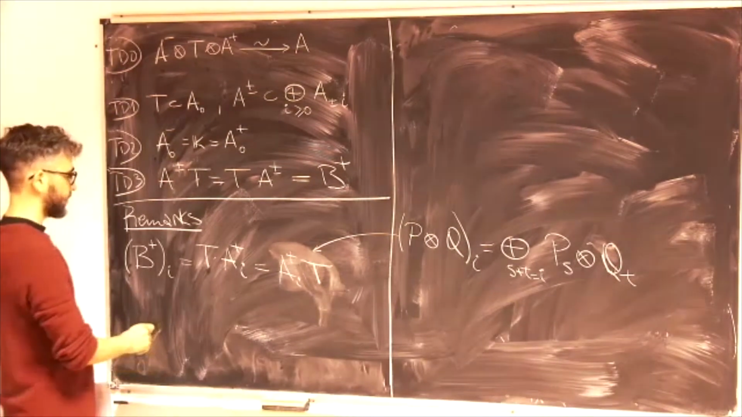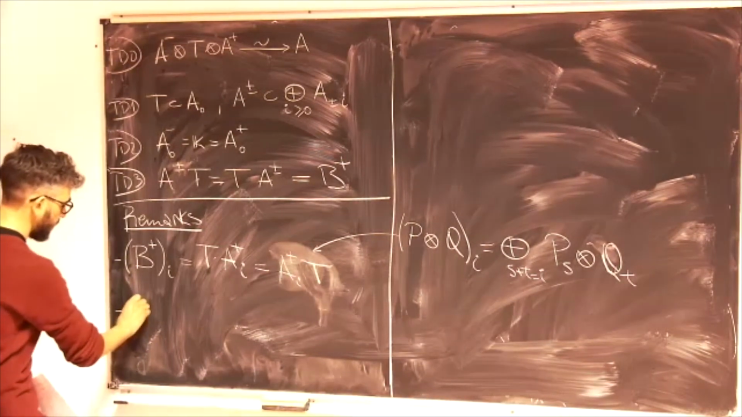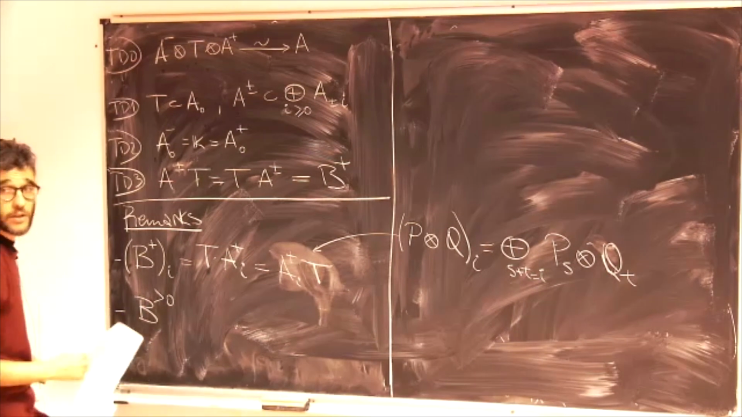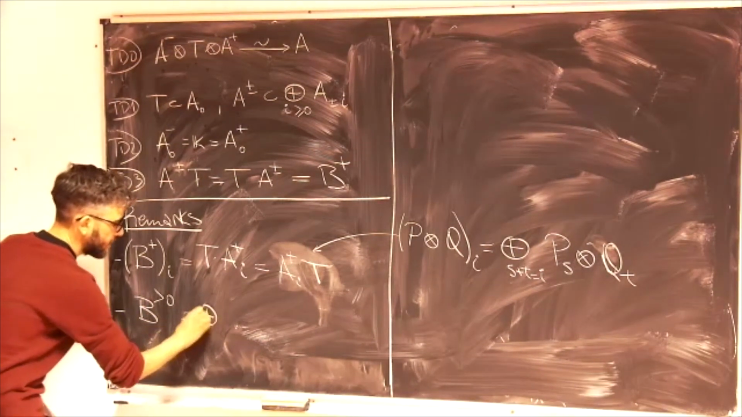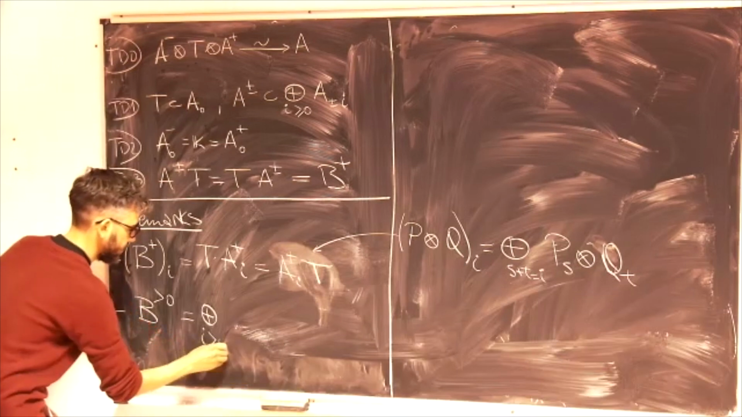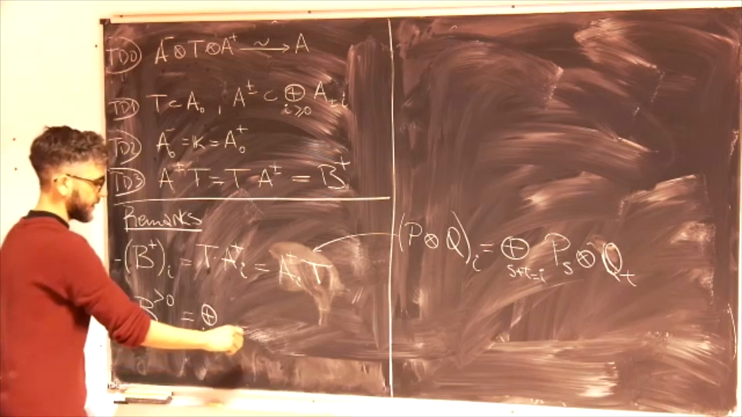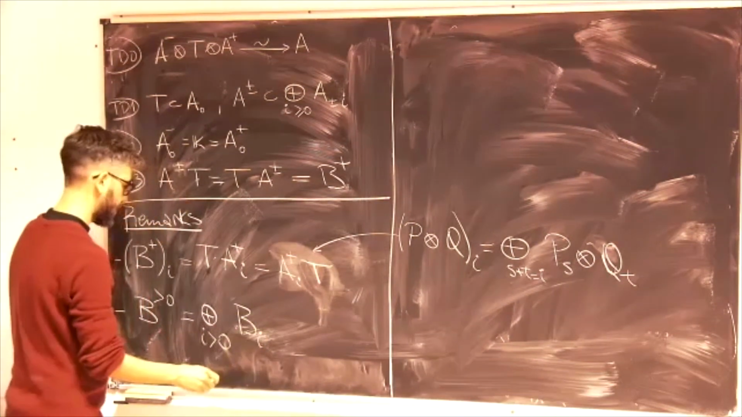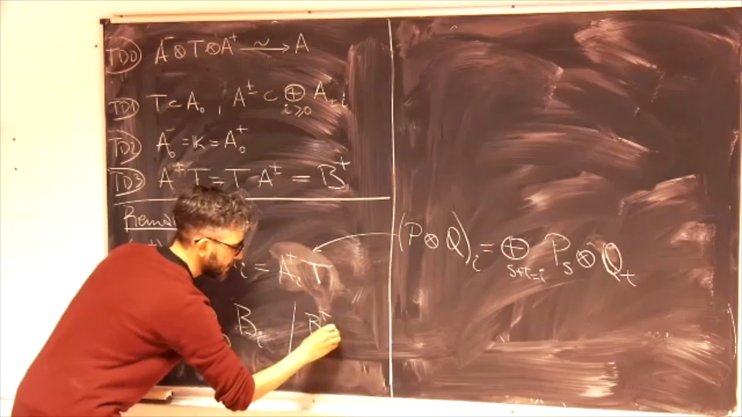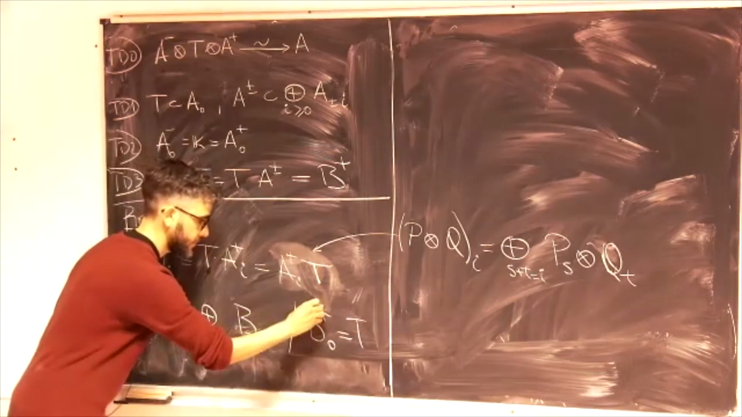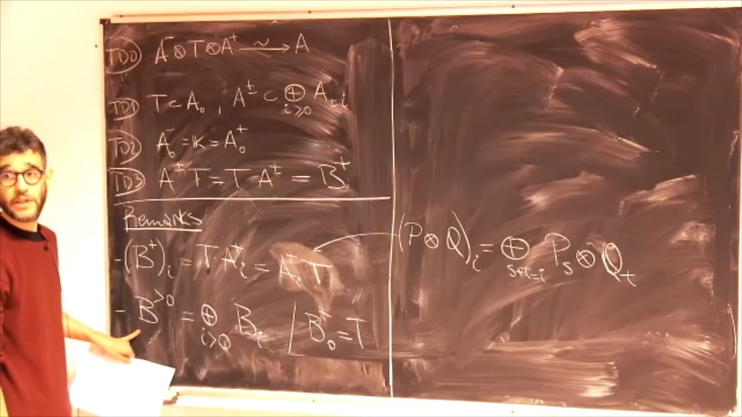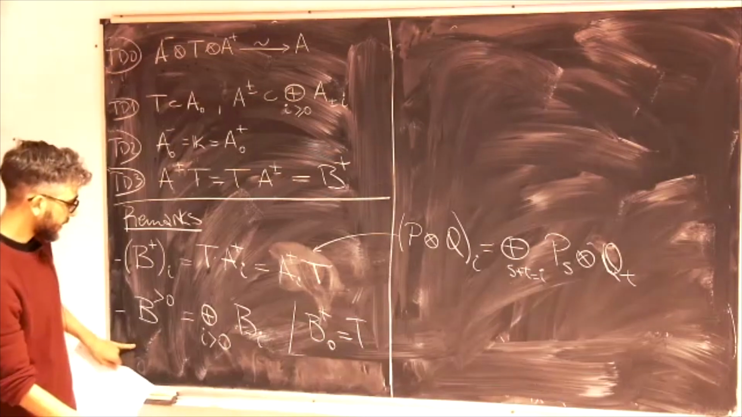Another observation is that I will denote B plus strictly bigger than zero. This will be the direct sum of all the components of positive degree. Also we can say that B plus in degree zero is just T. And another fact about this B plus bigger than zero is that it is nilpotent.